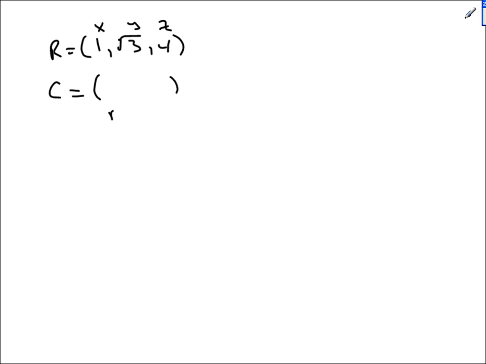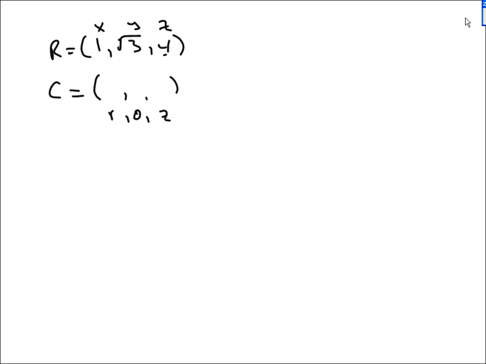You have some conversion formulas, x equals r cosine theta, things like that, and you convert. Let's do another one. The rectangular point is (1, square root of 3, 4), and we want cylindrical. That's x, that's y, and that's z. We want r, theta, and z.